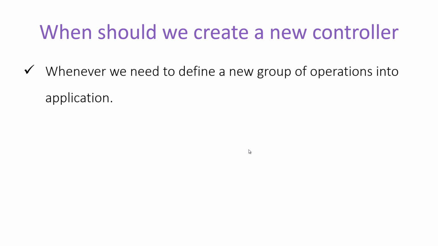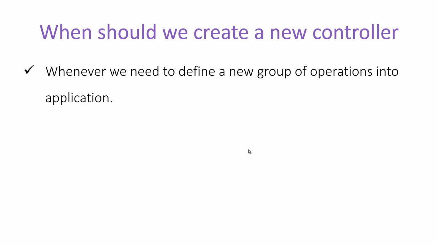When should we create a new controller? Whenever we need to define a new group of operations in the application. Suppose earlier we had the home controller in this application, and for the home controller we can define several actions just like the home page, the about page, the contact page. All the basic details about this application we can write in the home controller. But now we have to develop something related to the book. So all the operations related to book we will define in the book controller.